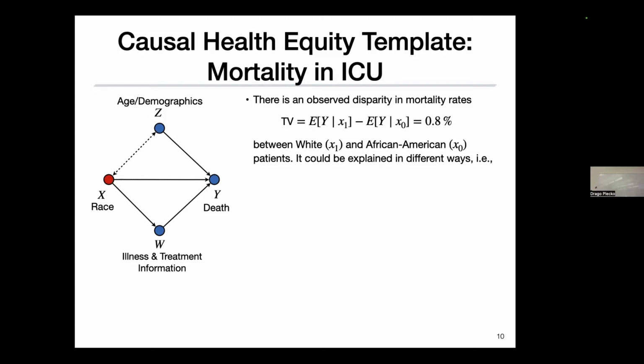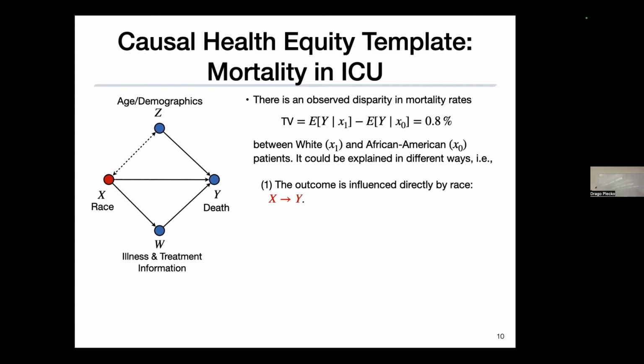These are things that are not necessarily causally influenced by the protected attribute, but could be related. This is why we have a bidirected edge here between X and Z, the set of confounders. And finally, the variable of interest is death. This is the outcome that we're looking at. So this is our causal model of this situation. Based on the model, there are three fundamentally different ways that this disparity could be generated, and let's go over them in order.